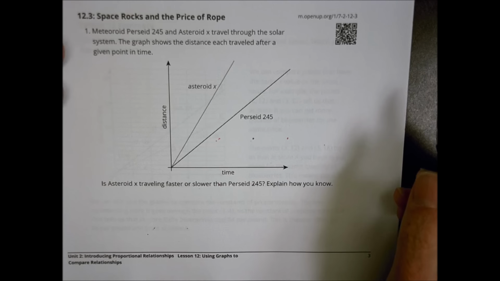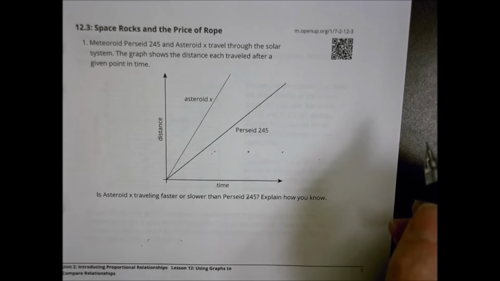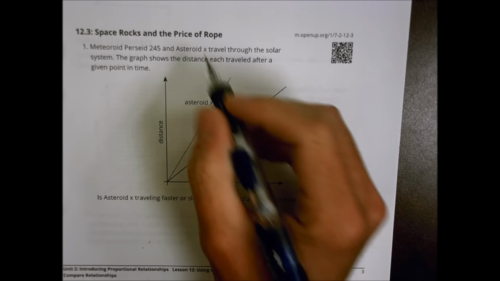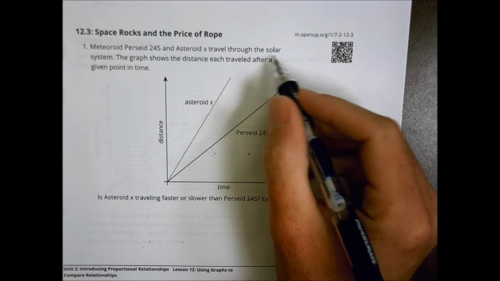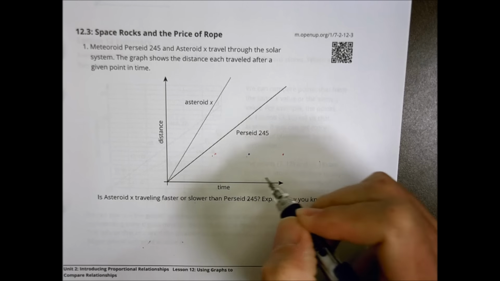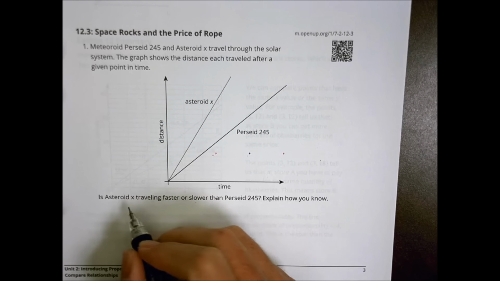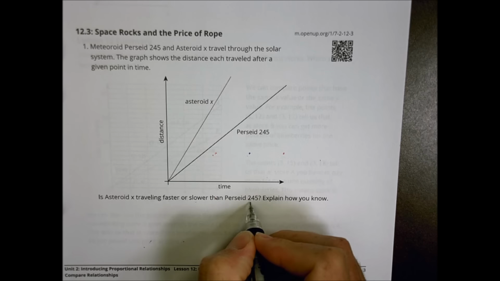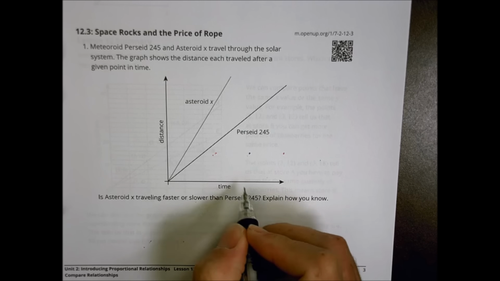So the next part you looked at, number 3, was space rocks and the price of rope. It said that a meteor, Perseid 245, and asteroid X traveled through the solar system, and the graph shows the distance each traveled after a given point of time. And we want to know, is X traveling faster or slower than 245, and how do you know?